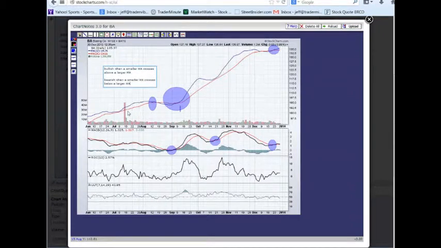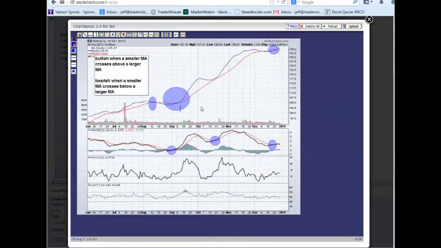And then it's bearish when a smaller moving average crosses below a larger moving average. Basically, the MACD is just taking advantage of this concept. Can it have whipsaws? Yeah, absolutely, and it will. But it's taking advantage of the fact that when a smaller moving average starts to move above a larger moving average, that creates a very bullish environment.